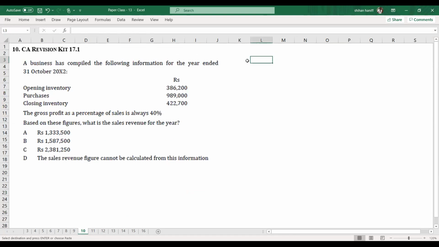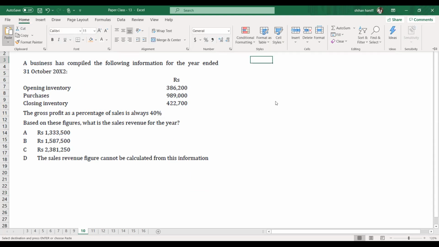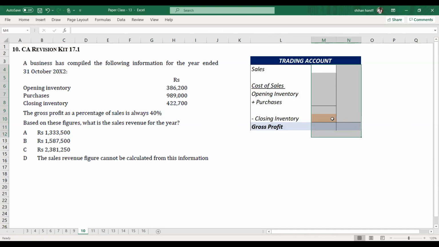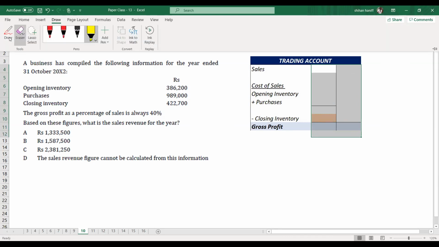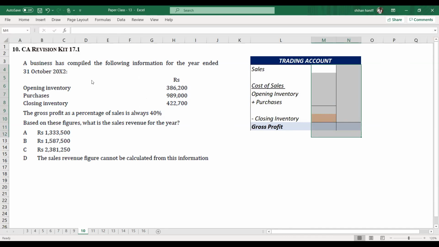Question number 10. Can you find the answer? A business has compiled the following information for the year ended 31st October 2002: opening inventory, purchases, closing inventory. Gross profit as a percentage of sales is 40%. What is the sales revenue? Can you tell the answer? What is the sales revenue?